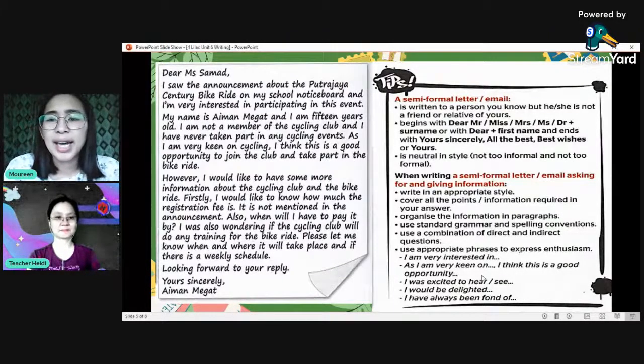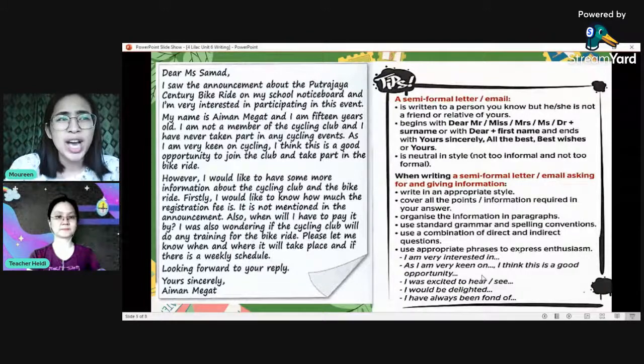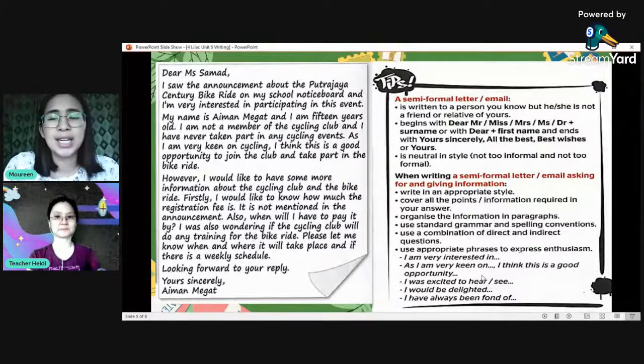And then it ends, over there it says ends with yours sincerely, all the best, best wishes, or yours. So you see, the sign-offs there are quite informal, semi-formal. Alright, you don't use yours faithfully. Yours faithfully is reserved for formal. Okay, remember that. If you don't remember, I think in lower secondary you also used this, you have learned the formal and informal.